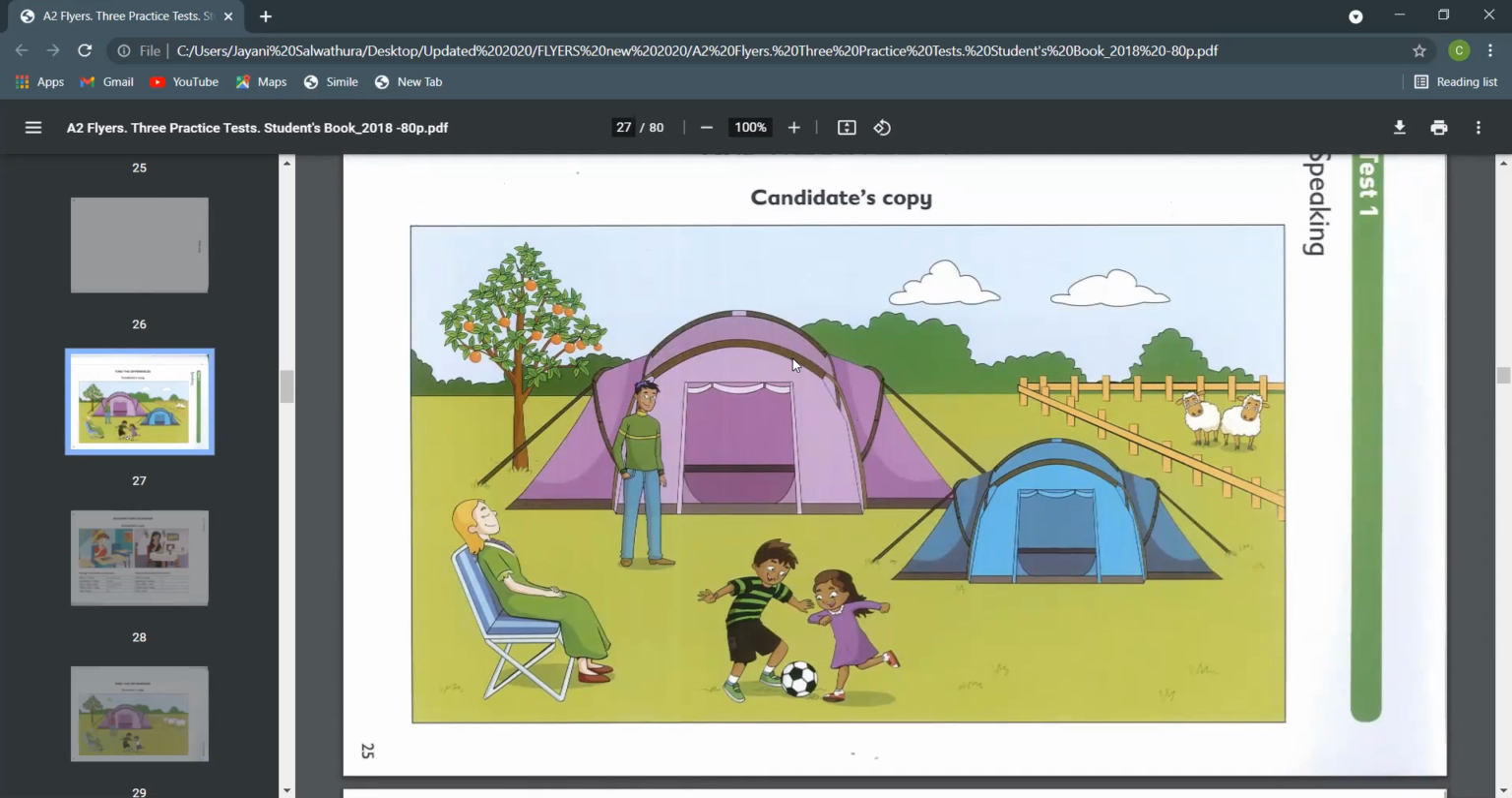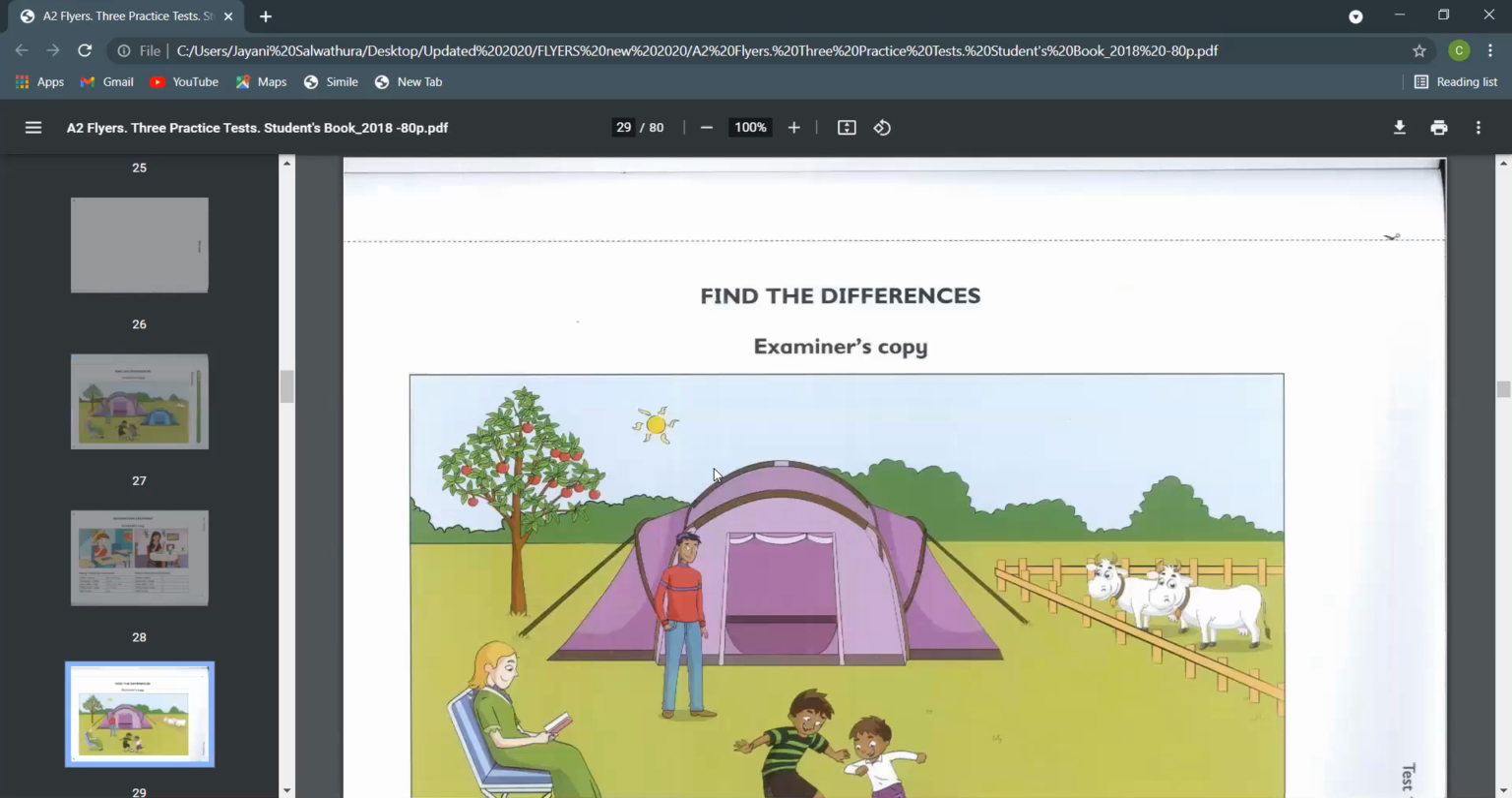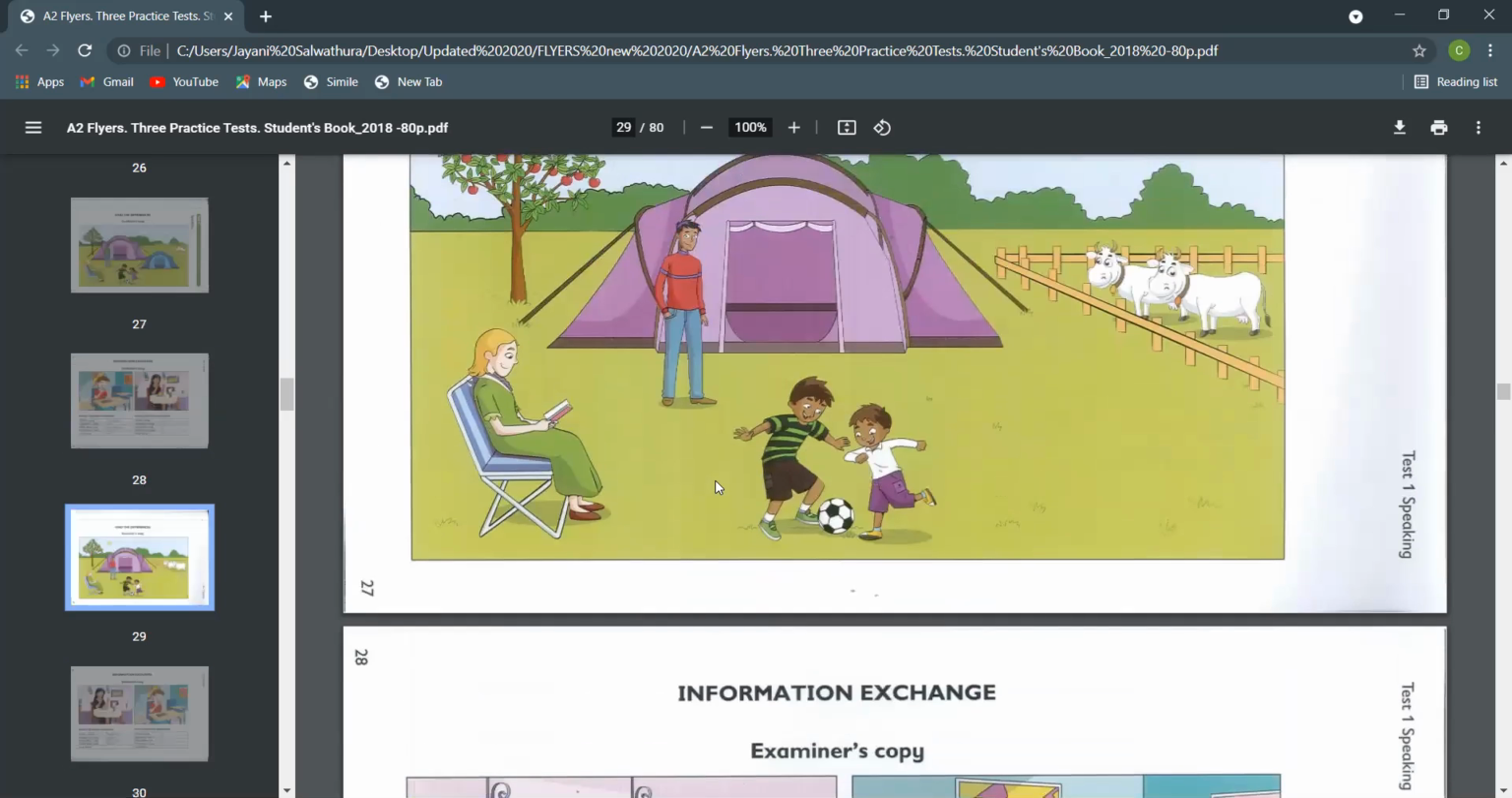In our picture, yeah, there are two tents. In my picture, there are two tents. One big purple one, and also the other one is one small blue tent. Yes, ekak vishala purple ekak thiyena anith ek blue ekak thiyenawa. Can you understand? Okay. Yes, teacher. Right. Next, we'll move to the next question.